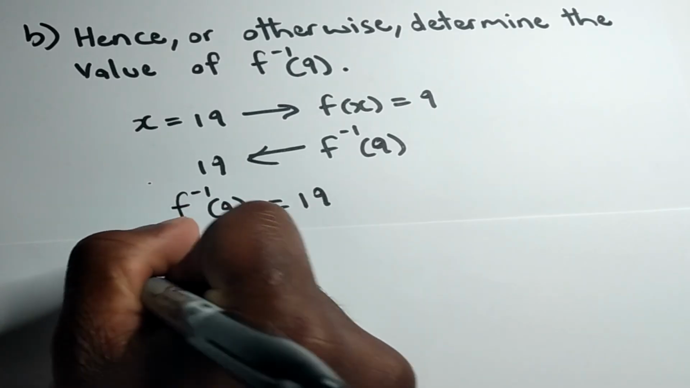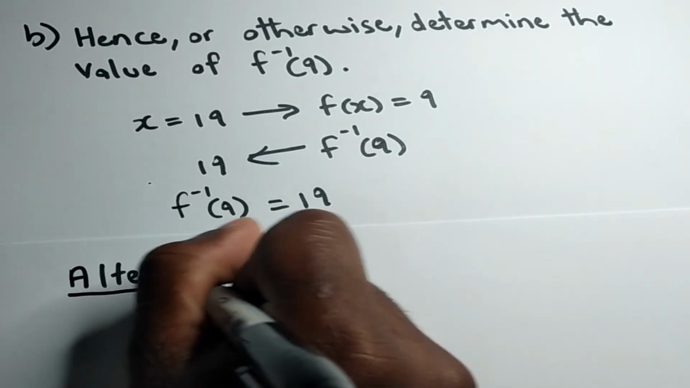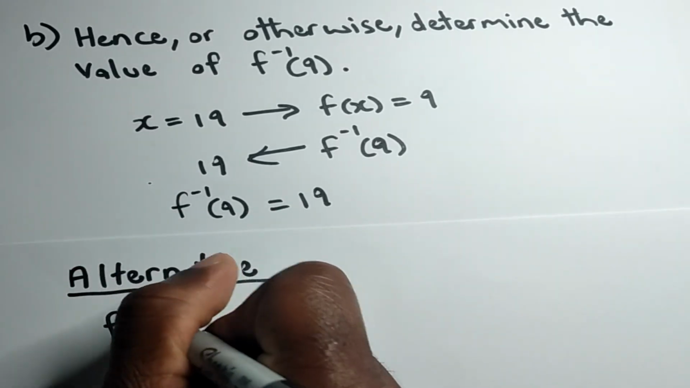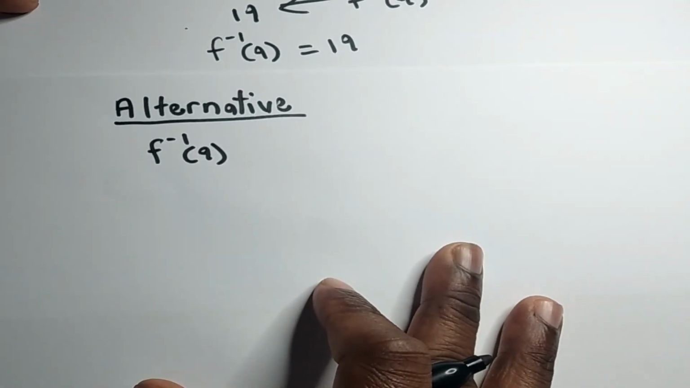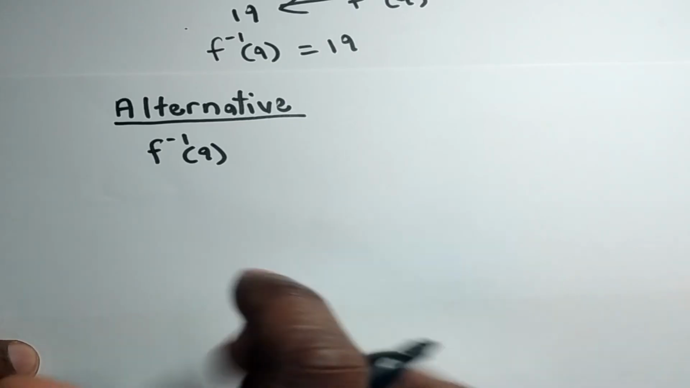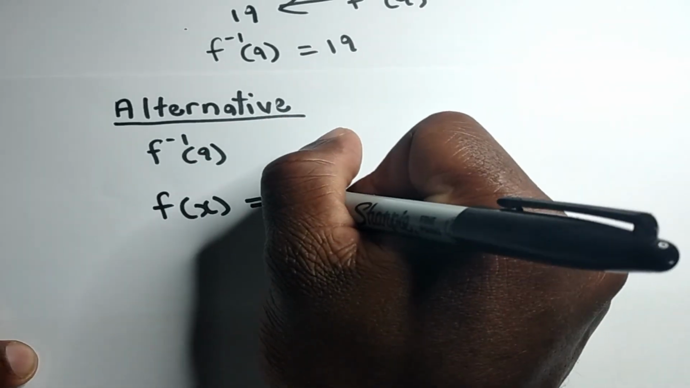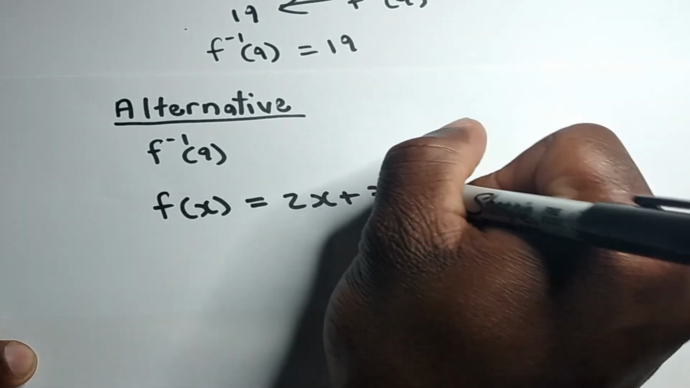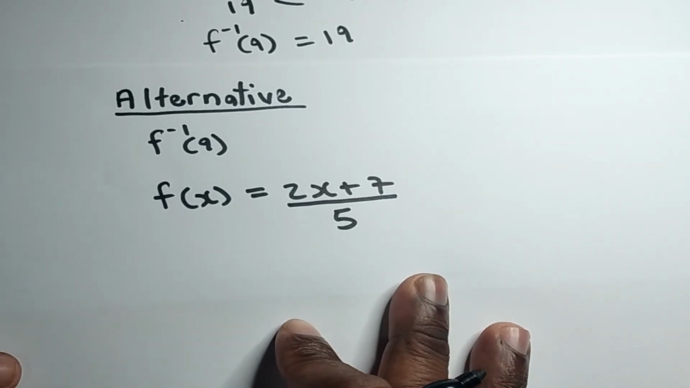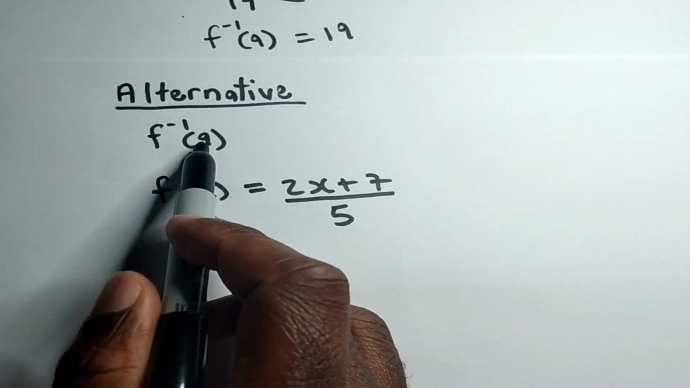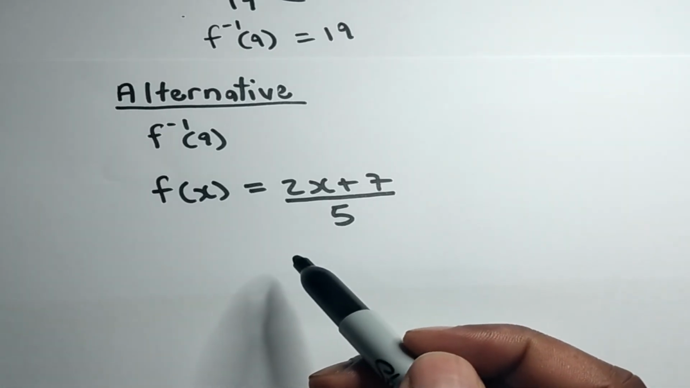So this is another way how we could obtain f inverse of 9. All right. So look at the alternative method. Now what we want to do is to actually recall the original function. So remember, f of x is equal to (2x + 7) over 5. So what we want to do is to find the inverse of this function, then substitute the value of 9 into the function, and whatever result we get, that will actually be our answer.